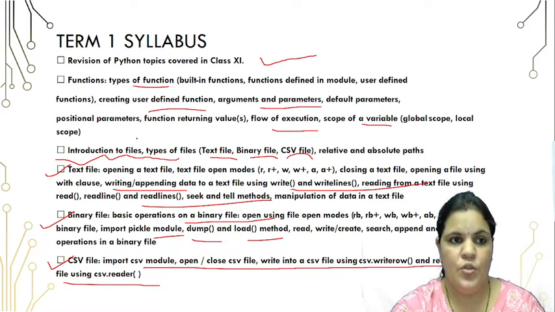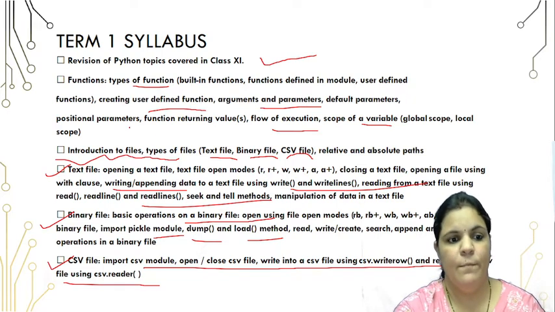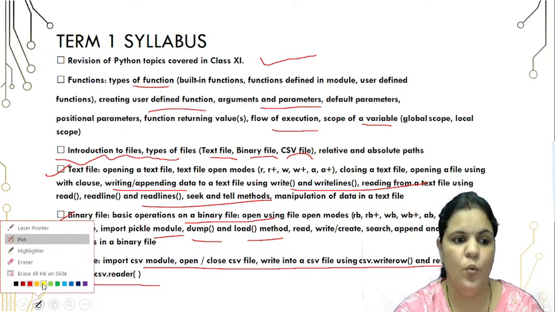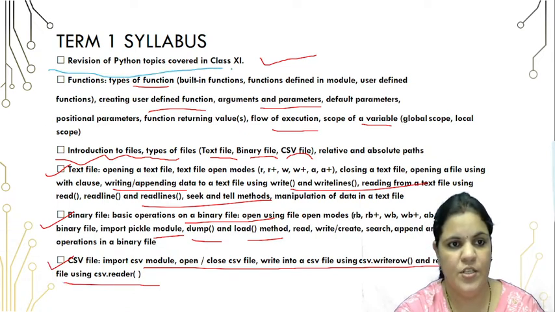So this is all the syllabus for term 1, where most importantly there are only and only 3 units. First one, revision of Python. Second one, functions. And the third one is file handling.